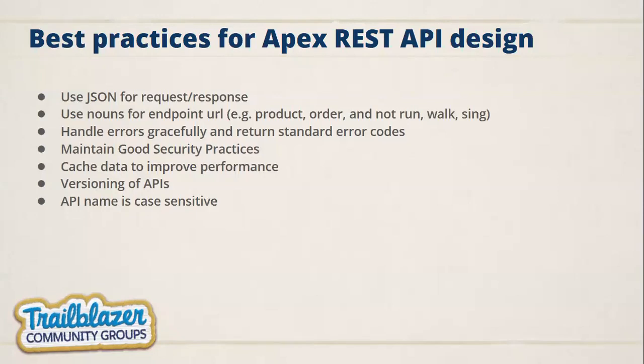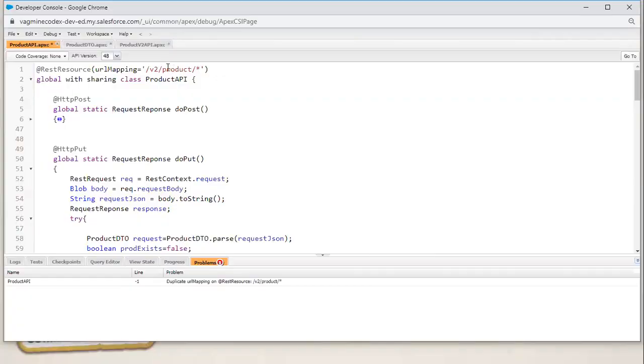API name is case sensitive. If I put product in small letters in the class, the client should access it with small letters too. If they use a different case, it will not work. Take the V1 itself.